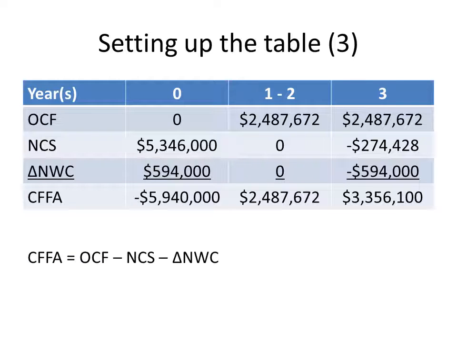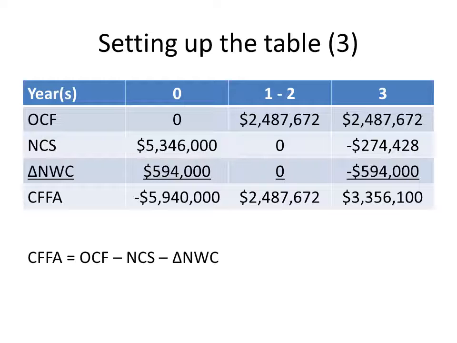Now we are finally ready to calculate cash flow from assets. And I put the formula down below to help you remember. It's operating cash flow minus net capital spending minus the change in net working capital. Sometimes students get all excited, and instead of subtracting net capital spending and change in net working capital, they just add all this together. Needless to say, they get the wrong answer.